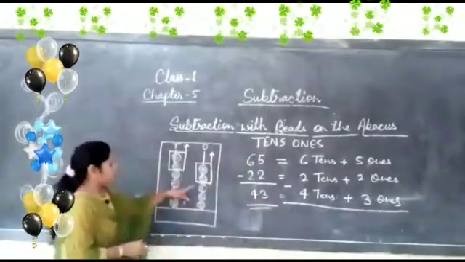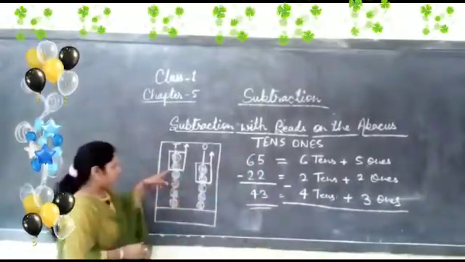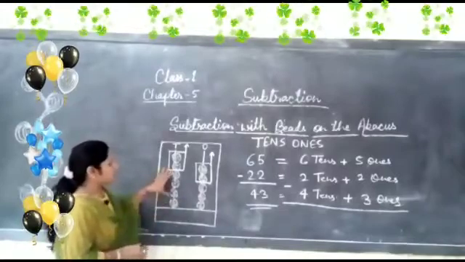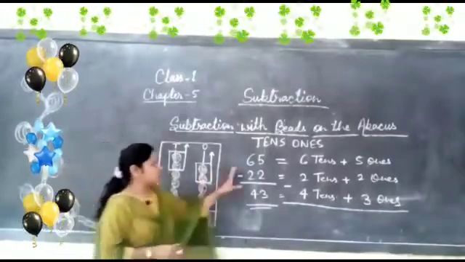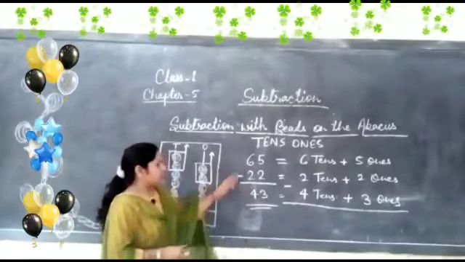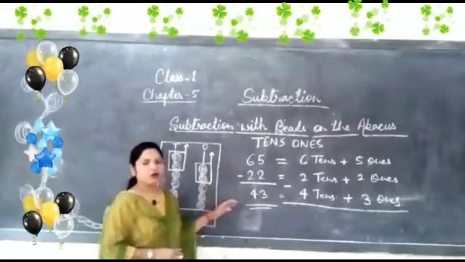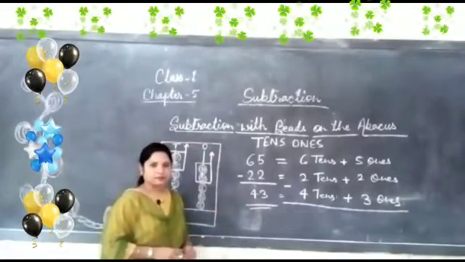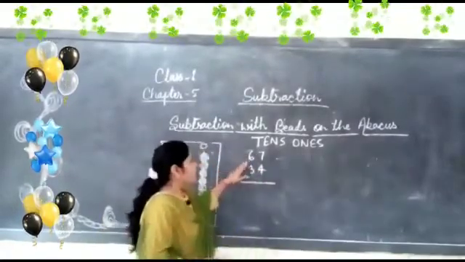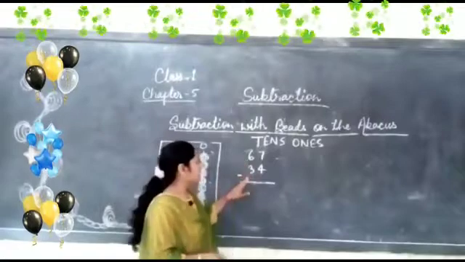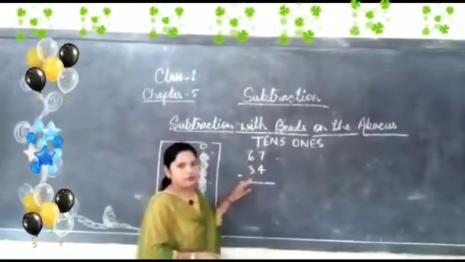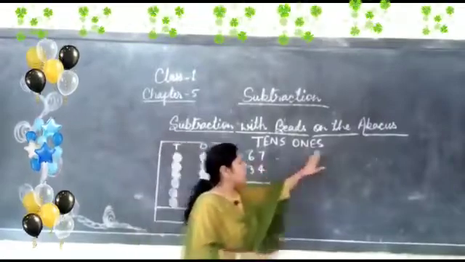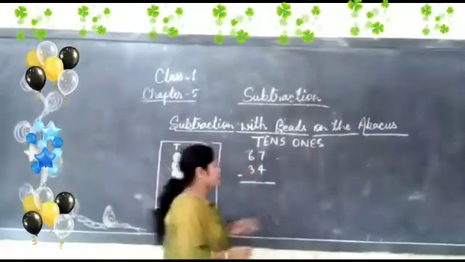So here you can see 3 is in the ones place and 4 is in the tens place. So using the abacus we can see subtraction like this. So this is how we can subtract. Let us take one more example. You can see we have to subtract 67 minus 34. Again we will subtract using beads on the abacus.